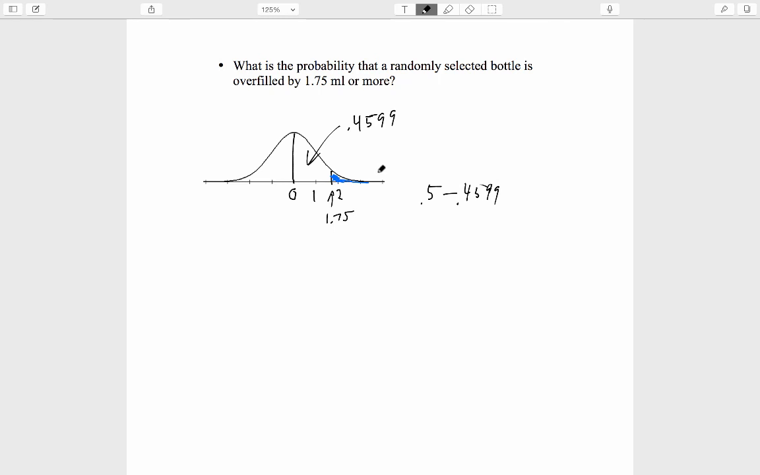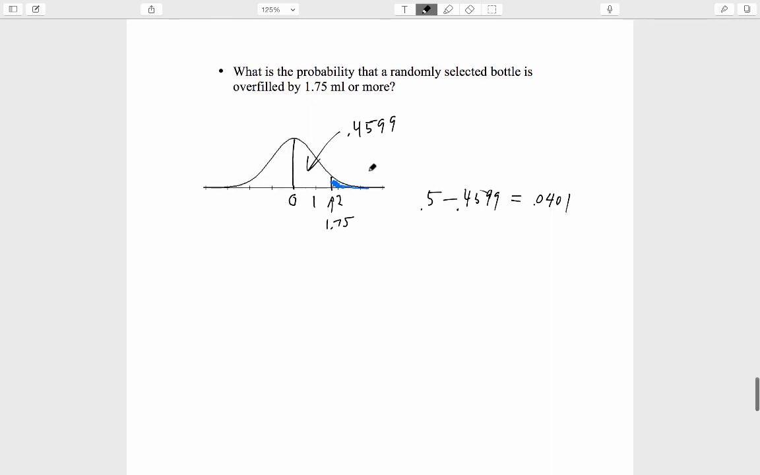Everything to the right of the mean has probability 0.5. That's exactly half the probability. Of the right half of the picture, we need to throw out part of it. The part we need to throw out has probability 0.4599, so what's left is 0.0401. This is the probability that a bottle is overfilled by 1.75 milliliters or more.